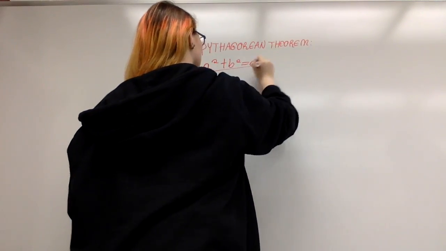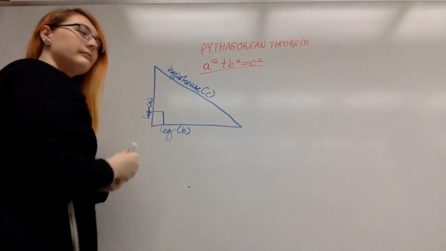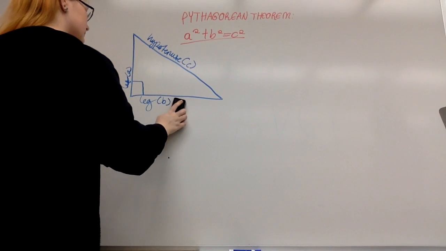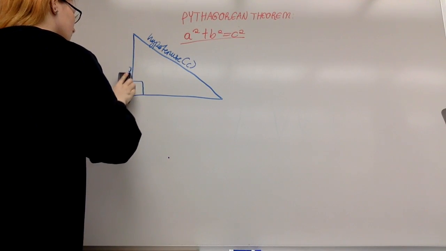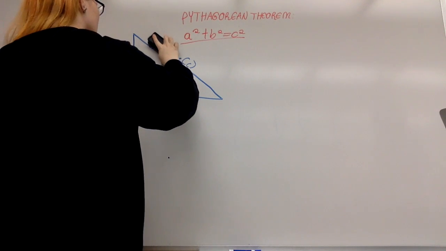That's your main formula for this chapter. If you need help distinguishing the sides, the legs are perpendicular and the hypotenuse is always opposite of the right angle. The hypotenuse is also the longest side of the triangle.